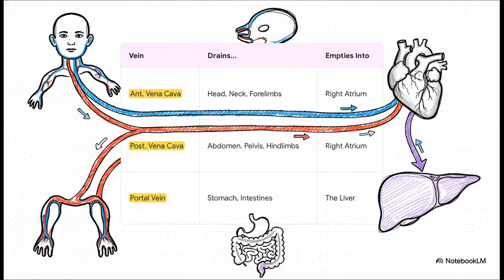Okay, the main return highways are the vena cava. The anterior vena cava collects blood from the head, neck, and front limbs. The posterior vena cava drains pretty much everything else. Both of them dump right into the right atrium.